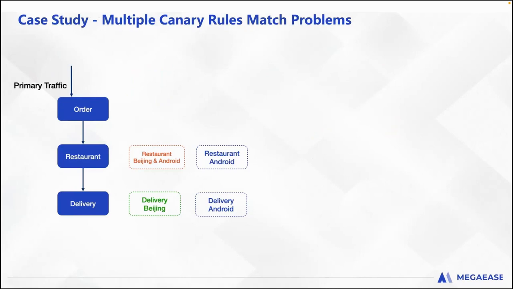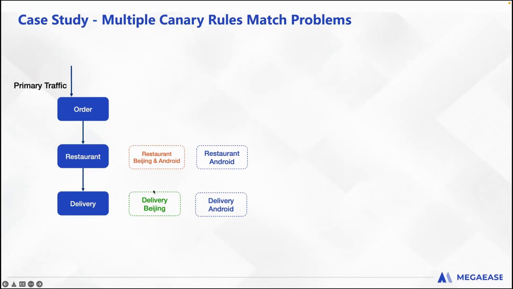So let's use an example to demonstrate all the problems mentioned before. For example, there is a back-end service stack of a food delivery application. The service consists of three microservices: order service, restaurant service, and delivery service. Order service has no canary. Restaurant service has two canaries. First canary is for Android traffic from Beijing, and second canary is for all Android traffic. Delivery service also has two canaries. First canary is for traffic from Beijing, and second is for all Android traffic.